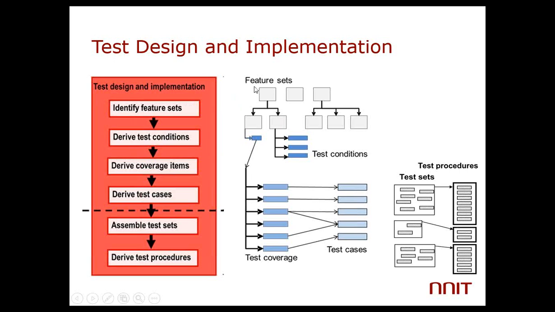What comes out of these activities are feature sets, and I'll go through all these results in details in a minute. So we get feature sets, we get some test conditions, we get some test coverage elements, and we get some test cases. I don't know if you're familiar with all these things, but with test cases, we will end up in some place where that should be common ground or known ground. And over here we have the results of the test implementation activities, test sets, and test procedures. And I'm sure you're familiar with test procedures as well. And I will come back to what these are. So let's go through these activities and look at them in detail.